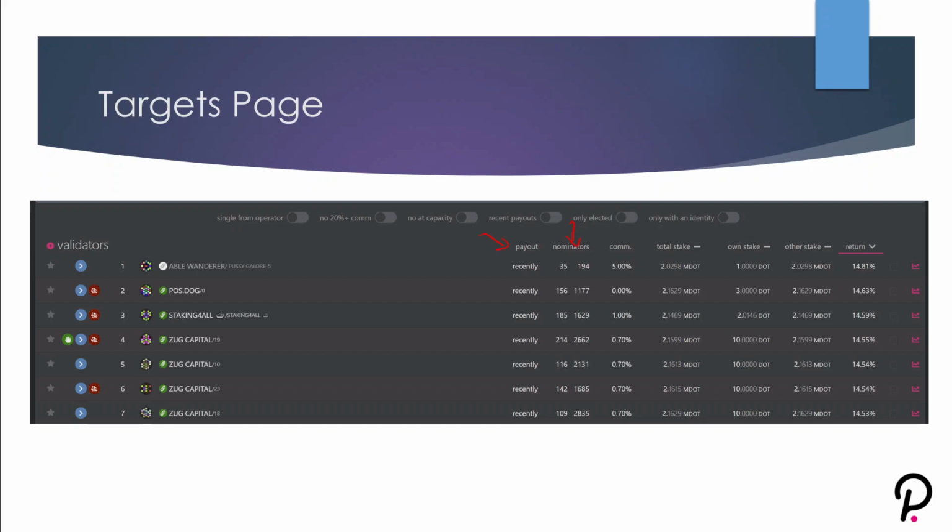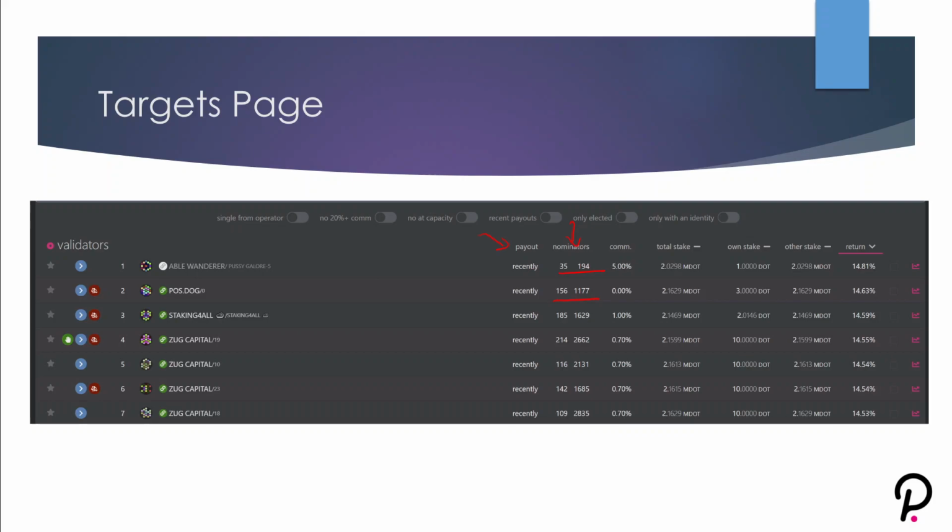What we need to pay attention to is that there are two numbers here. There's, let's say, 35 and 194, and then we have 156 and 1177. What I would like to point out is the first one is the number of nominators that made it into active nominators, and the other is inactive nominators.